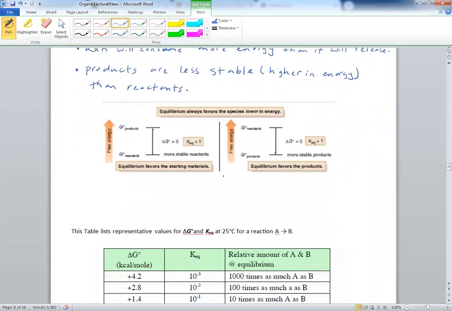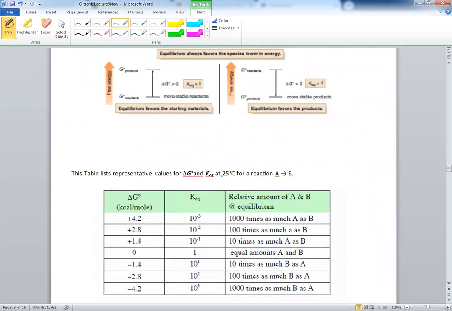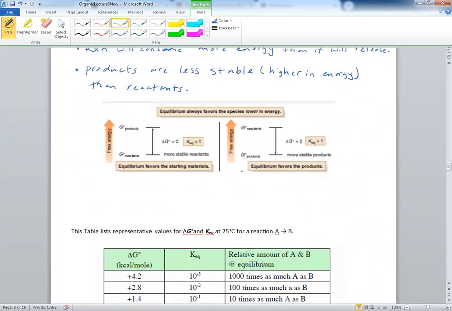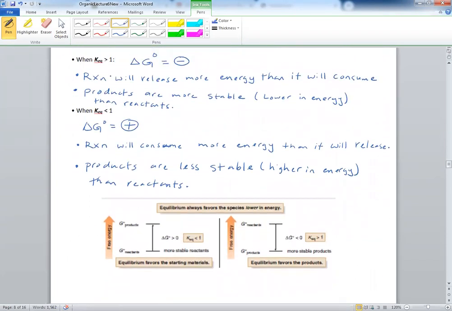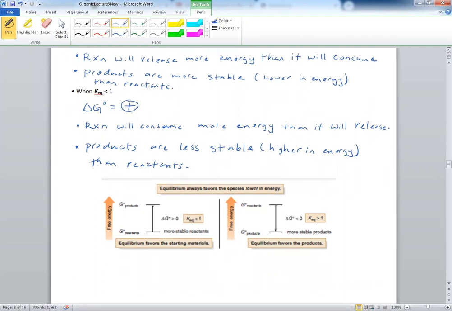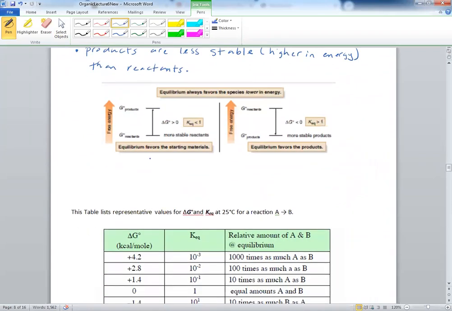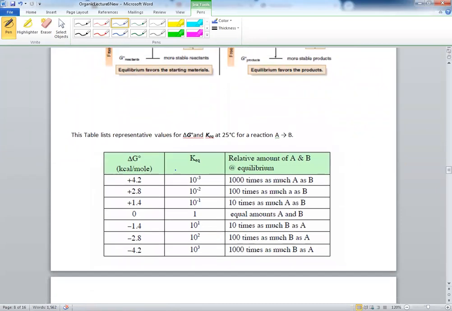This is a nice way of actually summarizing things from your book. Take a look at it. Just remember what goes with what. If KQ is bigger than 1, then delta G is minus. If KQ is less than 1, then delta G is plus. It's the reverse. This table right here summarizes the values that you need to look at, how the delta G is related to KQ.